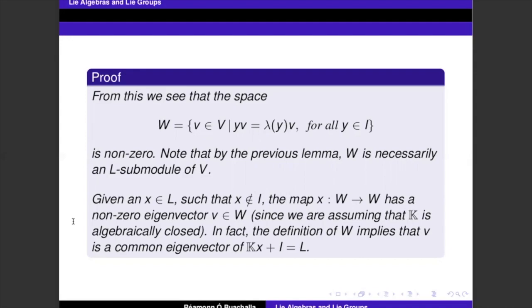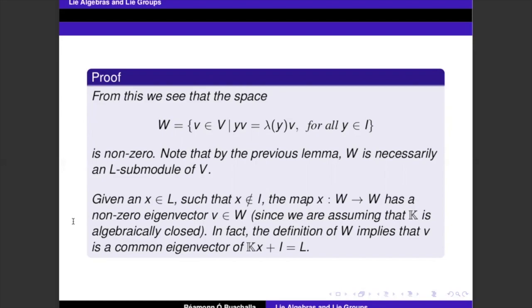Now, if we're given an X in L such that X is not in I, then we're going to take this L representation that we have and work with it. So we choose an X in L, not in I. Such things exist, remember, because I is a strictly contained codimension 1 subspace. And now we look at the map X that goes from W to W. It does bring W to W because it's an L submodule.